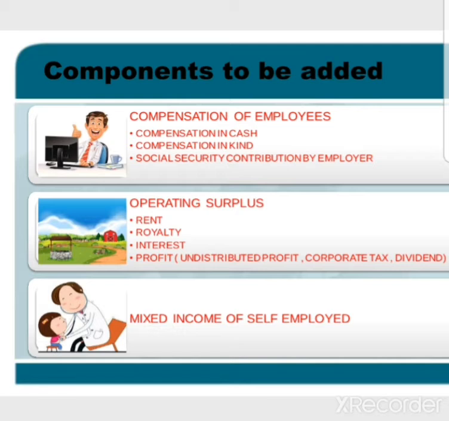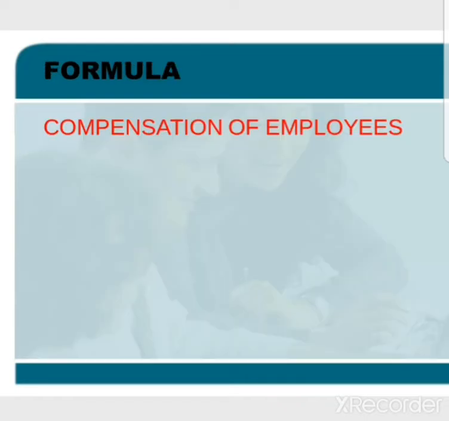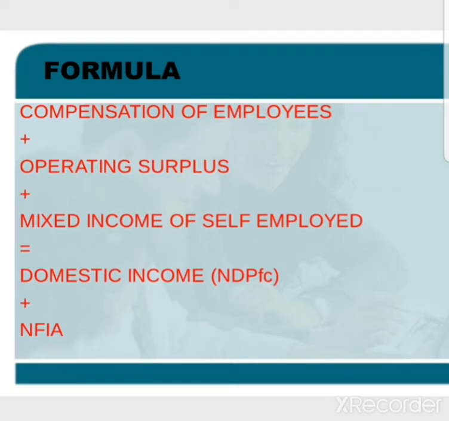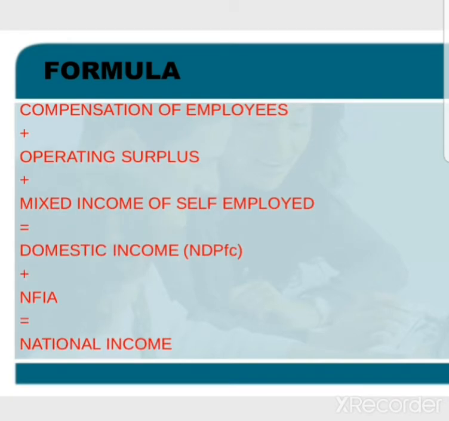Just by adding these components, we get the domestic income. So let's derive the formula. The formula says to the compensation of employees, we add operating surplus and then mixed income of self-employed. This gives us the domestic income or NDP at FC. When we add NFIA to domestic income, we get the national income. Thus, the formula is very simple. We call it a one-step formula because just by adding all the components, we get domestic income.